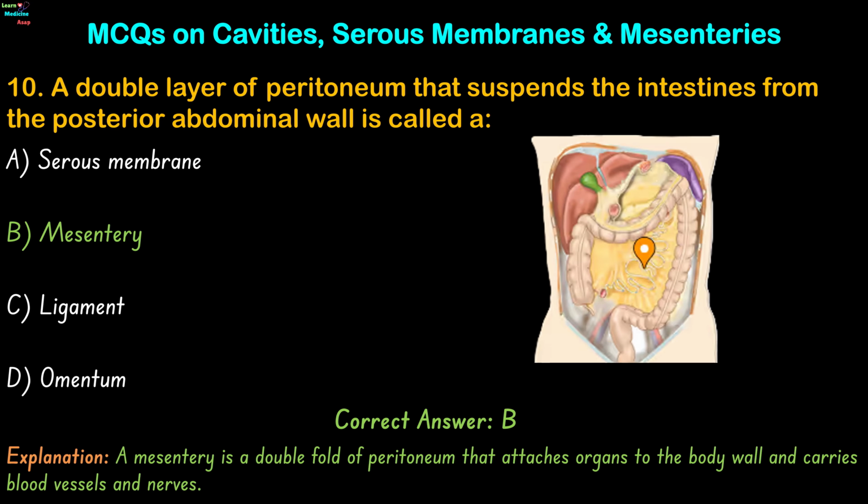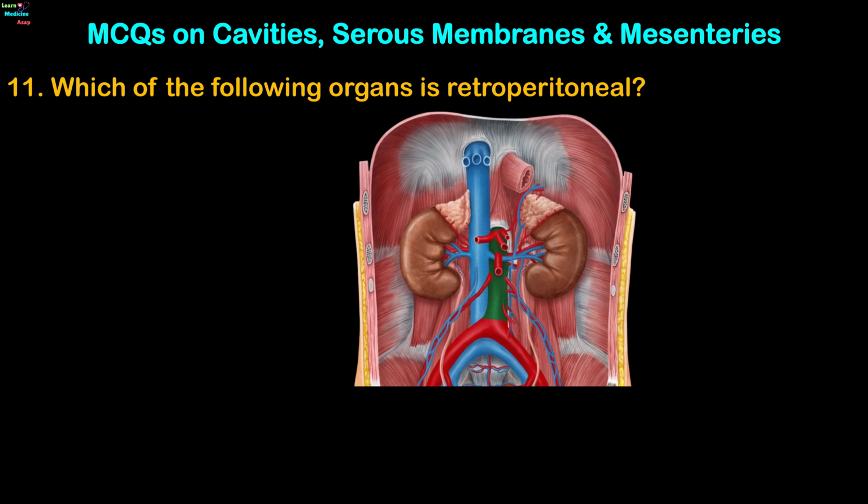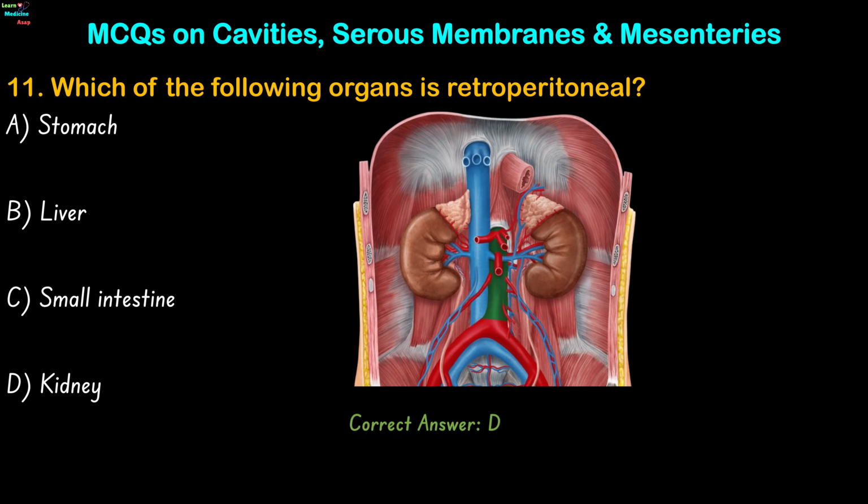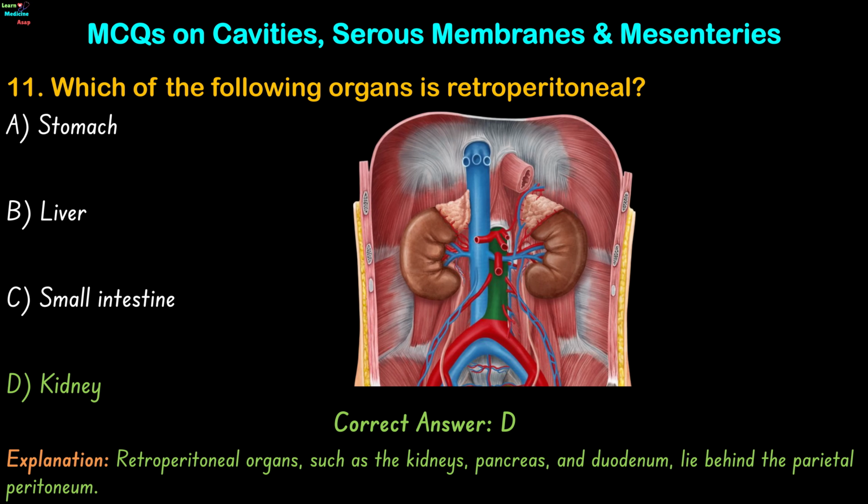nerves. Question 11. Which of the following organs is retroperitoneal? Stomach, liver, small intestine, or kidney? The correct answer is option D. Retroperitoneal organs, such as the kidneys, pancreas, and duodenum, lie behind the parietal peritoneum.